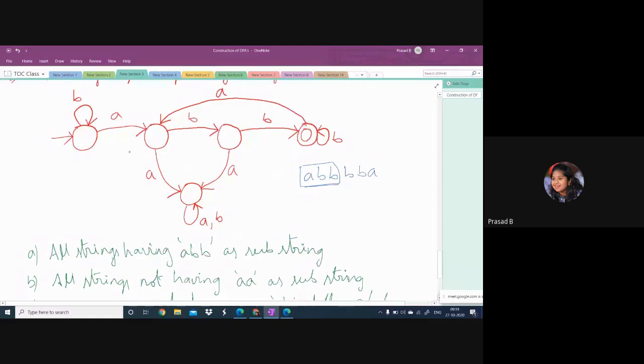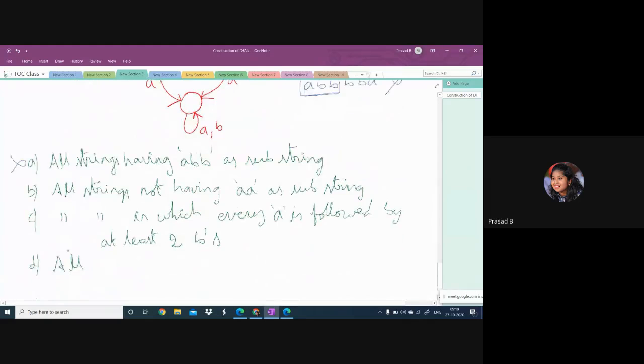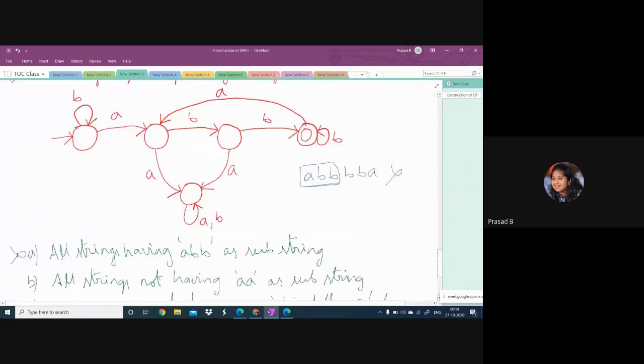But see, A, B, B, then B, B, B, then A is not accepted. This string is not accepted, so in this case the first option is not correct. When A is not correct, obviously D is not correct either, because D includes A. So whoever opted for A and D, they are wrong. Okay.